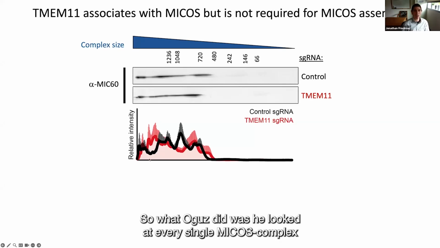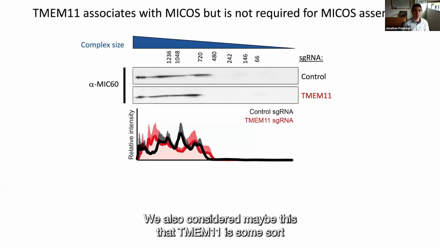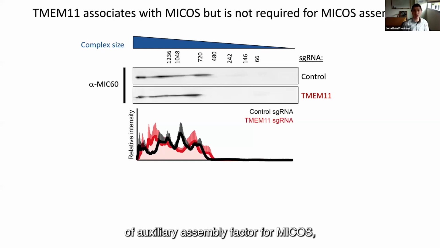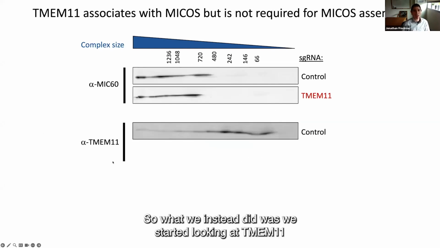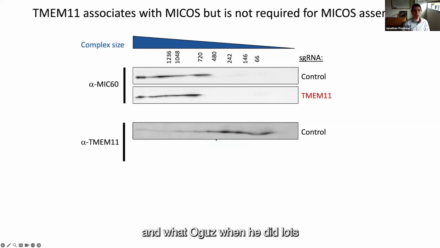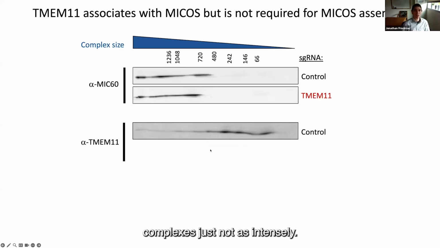So what Oz did was he looked at every single MICOS complex member and could not see a defect. We also considered that maybe TMEM11 is some sort of auxiliary assembly factor for MICOS, but really could find no evidence for that. So what we instead did was start looking at TMEM11 itself and ask whether or not it was part of MICOS. And what Oz saw was that most of the protein was localized in much smaller molecular weight complexes, ranging from the bottom of the gel all the way up to about 500 kilodaltons in size. But secondarily, we also saw large molecular weight complexes, just not as intensely.